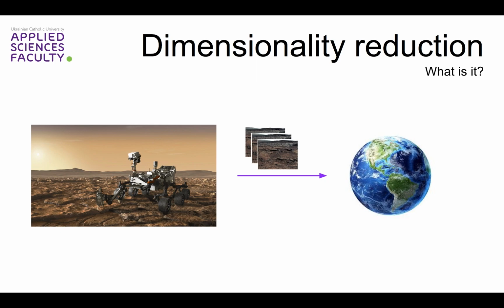Imagine you have a machine that travels through another planet and takes photos. And then we need to transfer these photos to Earth. The size of these photos could be very big. And that is why we need somehow to compress each of them in order to transfer less data because of the bad connection between the planets.